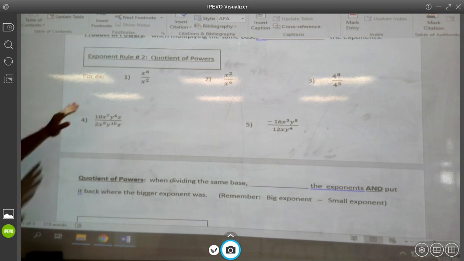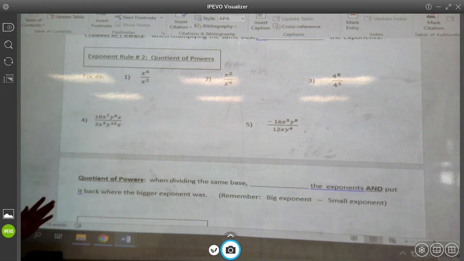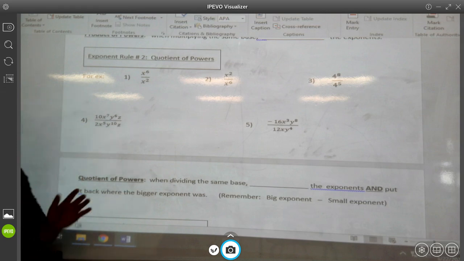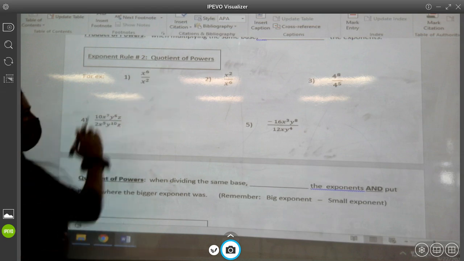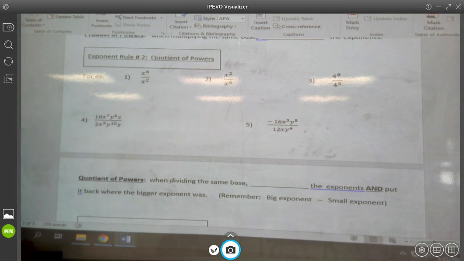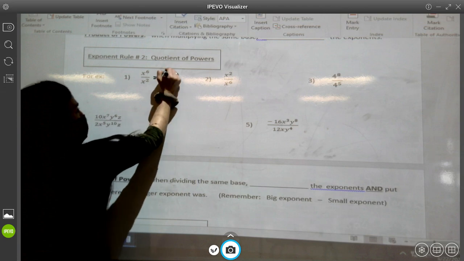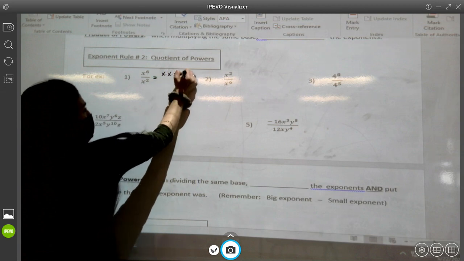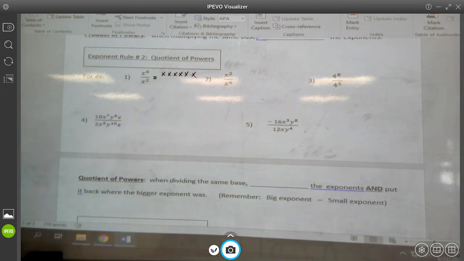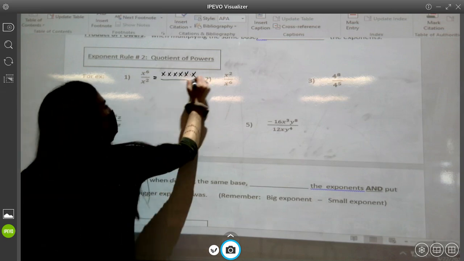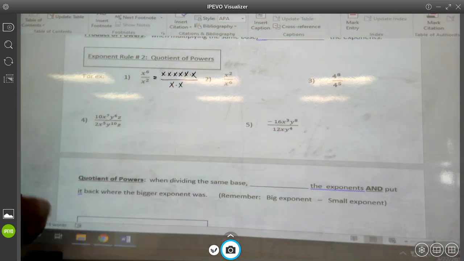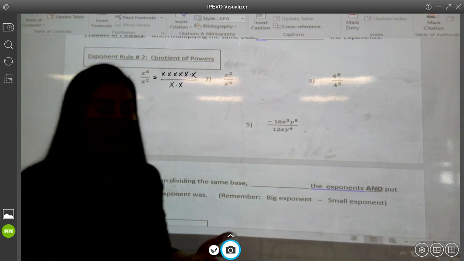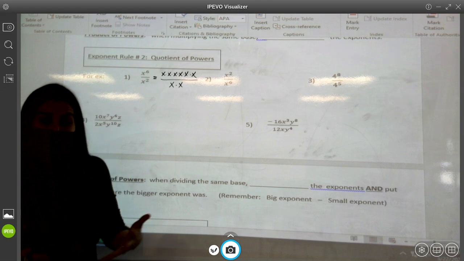All right, rule number 2 is your quotient of power. So it's basically when you're dividing bases, okay? Because quotient's just a fancy word for division. Let's do it out and see where the rule comes from. Let's say it's asked you to take x to the 6th and divide it by x squared. Well, guys, the long way says this is x times x times x times x times x times x divided by x times x.